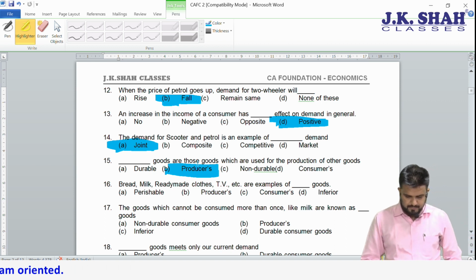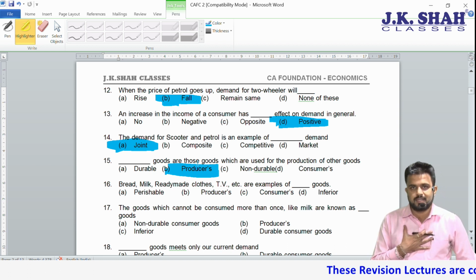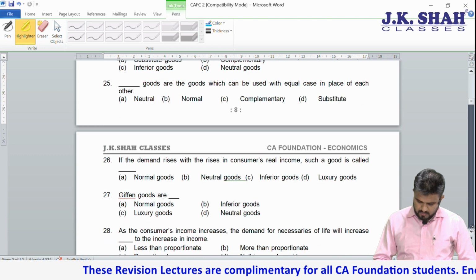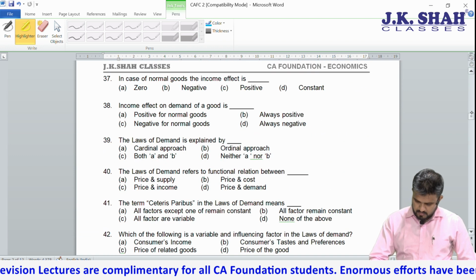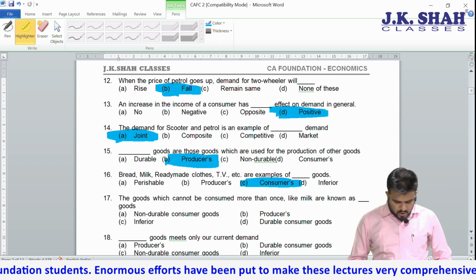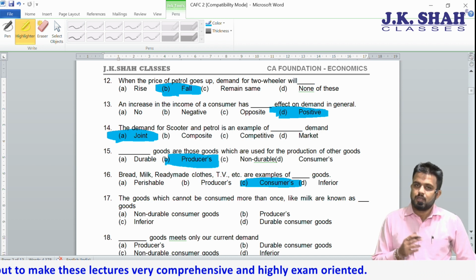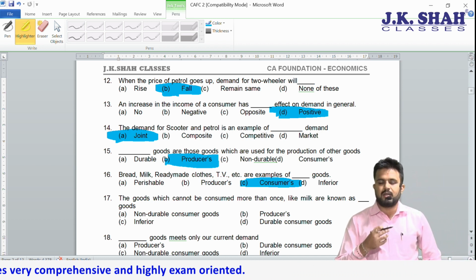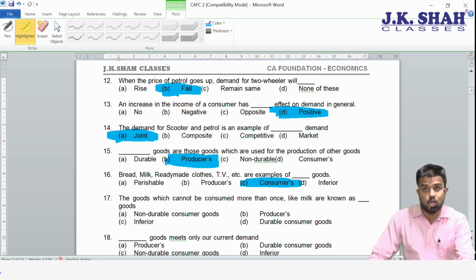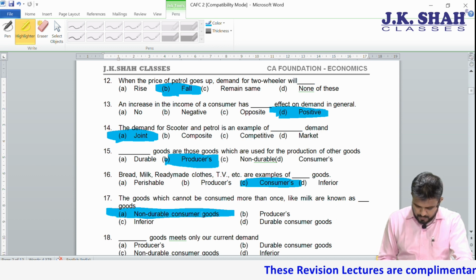Moving to the 16th. Bread, milk, ready-made clothes, TV are examples of goods which we people use on a daily basis. Consumer goods. Very simple. Next, the goods which cannot be consumed more than once, like milk, are known as dash goods. So students, once we consume milk, butter, bread, they are basically non-durable consumer goods. So once it is gone, it is gone. You have to purchase a new one.